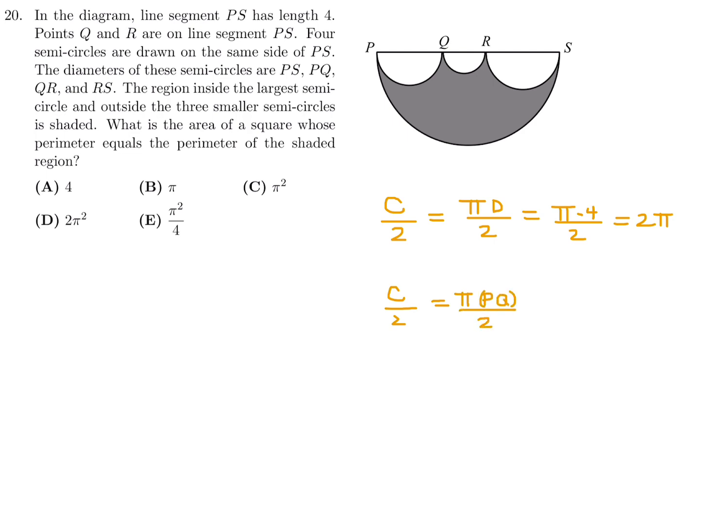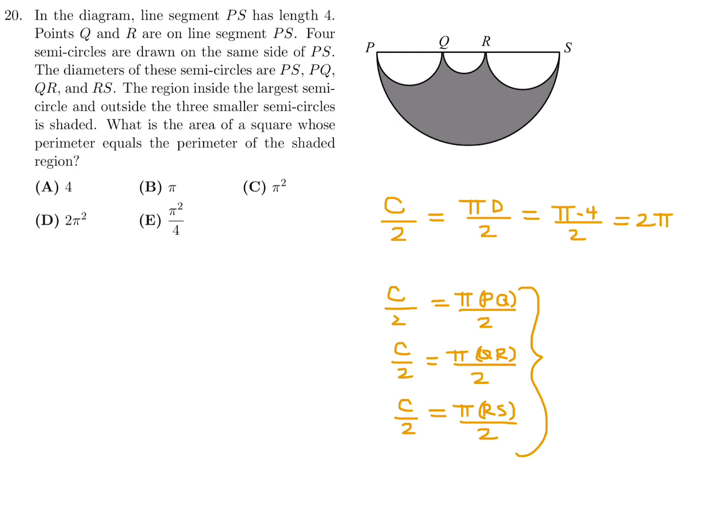So that's it. Now let's calculate this one in a very similar way. That's also half the circumference, and the circumference is pi times diameter. The diameter in that case is QR. And then the last one, which is this one, is identical. It's half the circumference of that circle, and the circumference is pi times the diameter, which is RS.